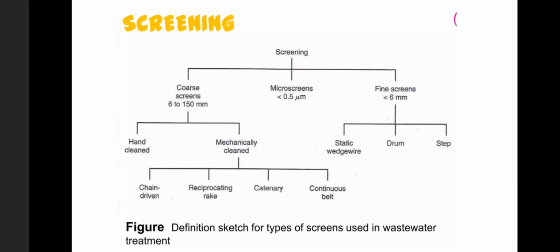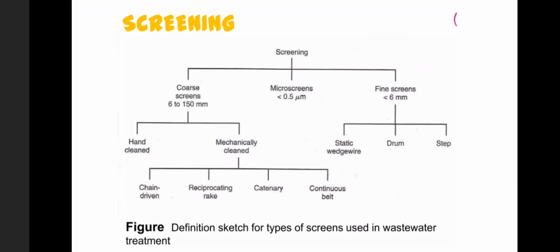In screening, it has been categorized into three: core screens, micro screens, and fine screens. Core screens are for particle sizes between 6 to 150 mm. In the micro screens, the particle size should be less than 0.5 mm, and for the fine screens, the particle size should be less than 6 mm. These are the different types of screens provided in the initial stage to avoid the entry of floatable solids into the treatment process.